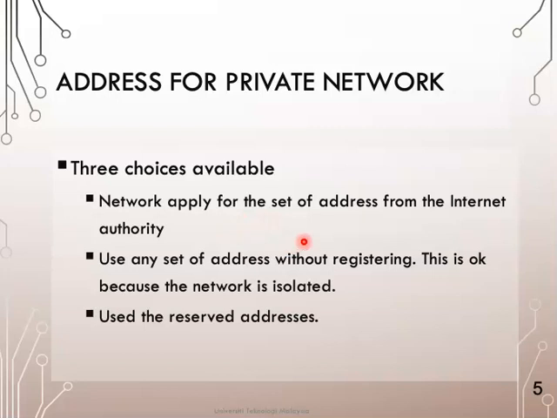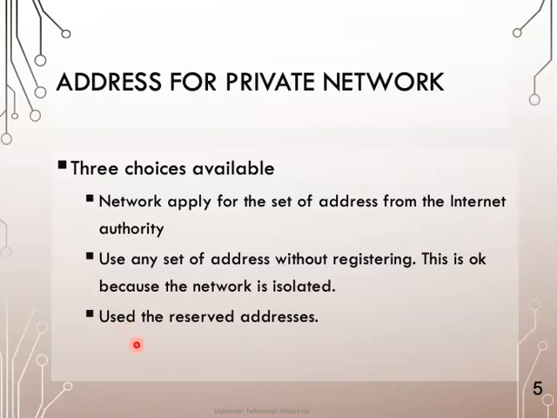Because not all users in the private network want to be connected to the internet. The second choice here is to use any set of addresses without registering. This is okay because the network is isolated. Because the network is isolated, the addresses do not have to be unique. It means that in another network which is far away, there will be a user who uses the same address as this user in this private network. However, this strategy has a serious drawback, because users might mistakenly confuse the addresses as part of the global internet.